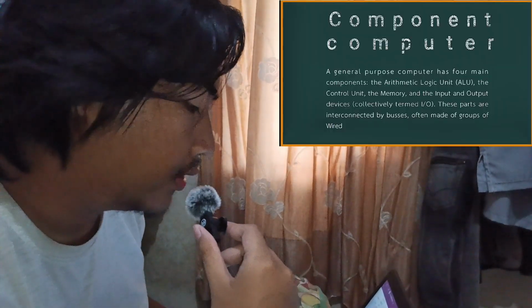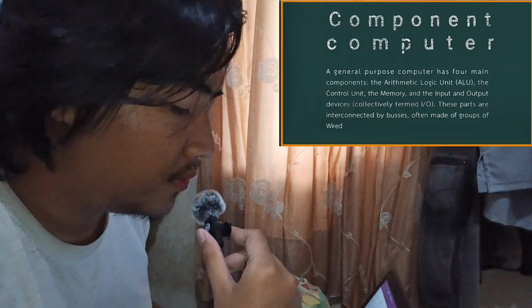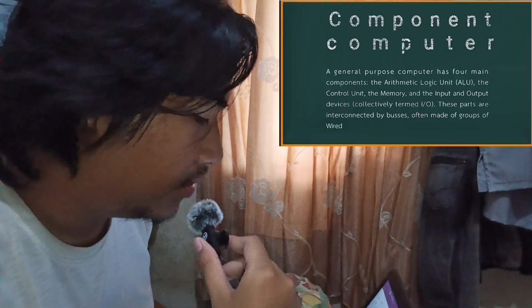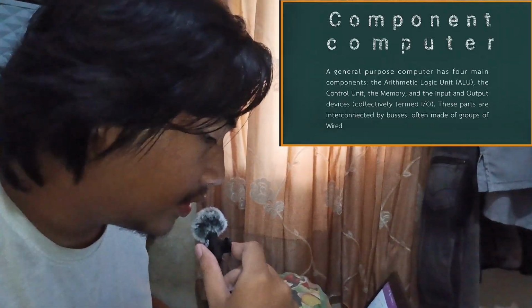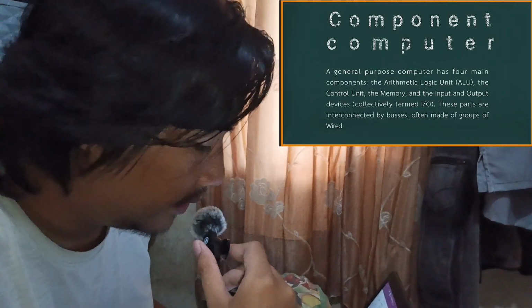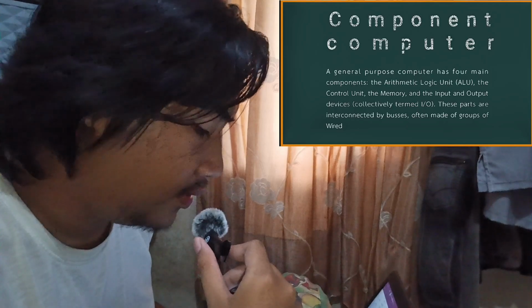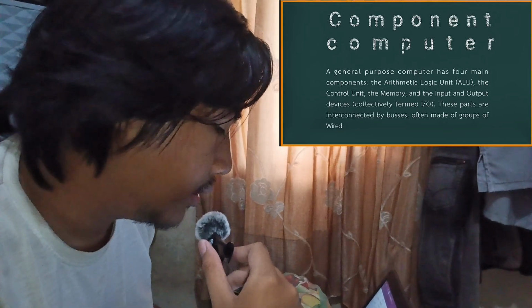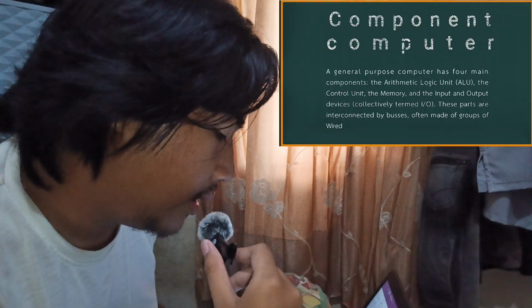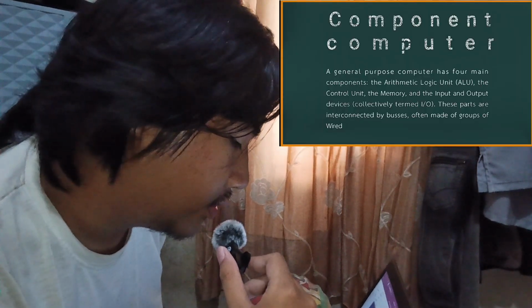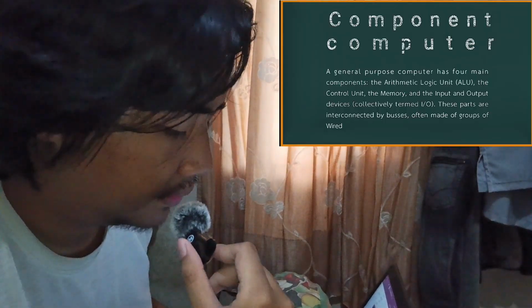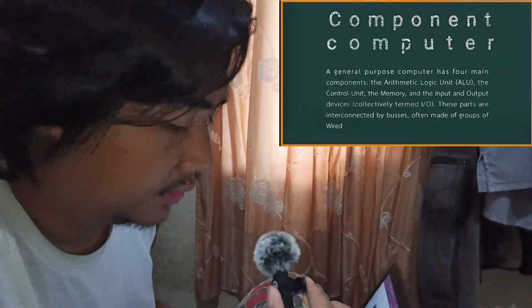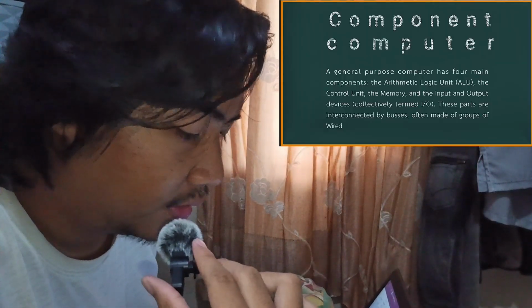So let's get started. In the second page we've got components of a computer. A general purpose computer has four main components: the arithmetic logic unit or ALU, the control unit, the memory, and the input and output devices, collectively termed I/O. These parts are interconnected by buses, often made of groups of wires. Some input and output devices may be wireless, but that's not a story to tell.